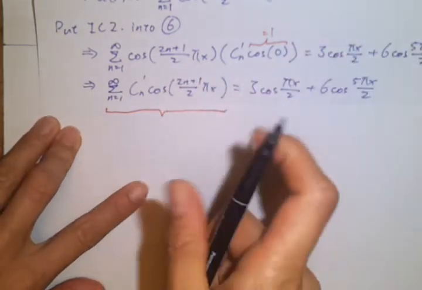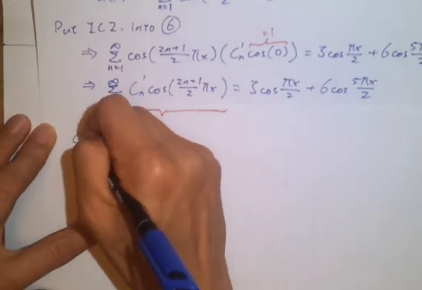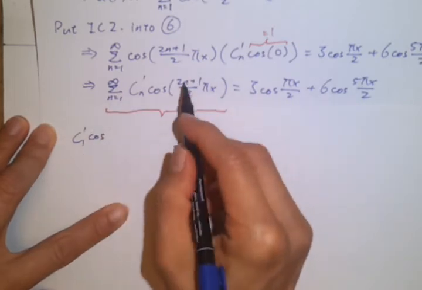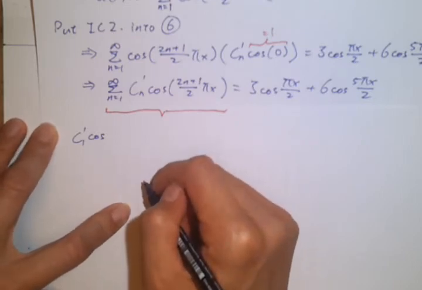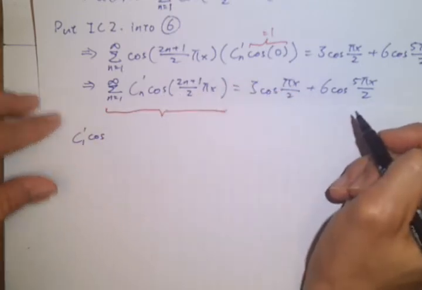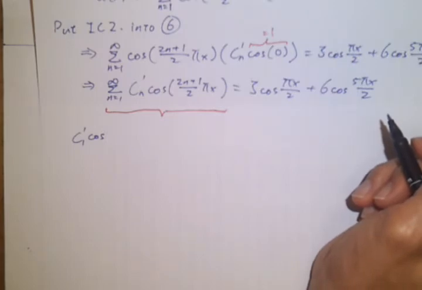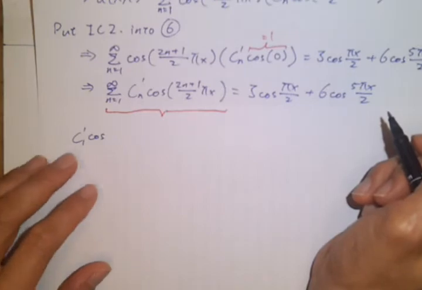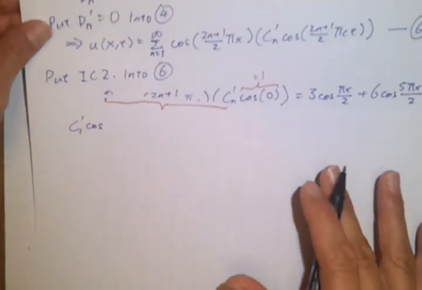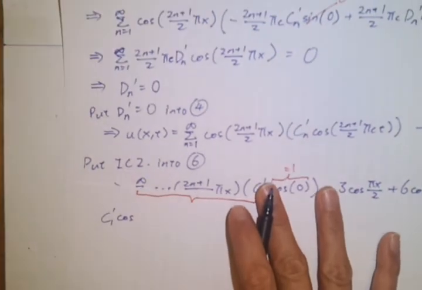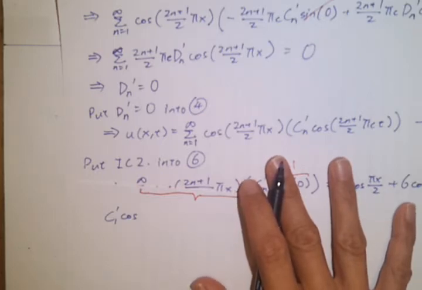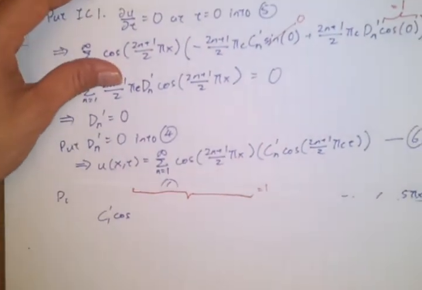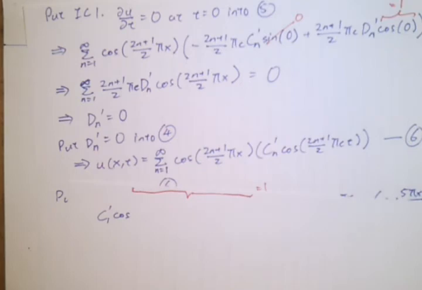So when n equals 1, I will just get C1 prime cos, so 2 times 1 plus 1 is 3, right? 2 times 1 plus, hold on. Okay, hold on. I made a mistake here. Let me see. Yes, I made a mistake. Let me show you where I made a mistake.